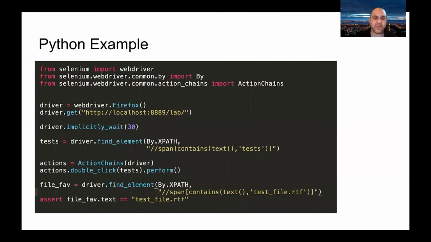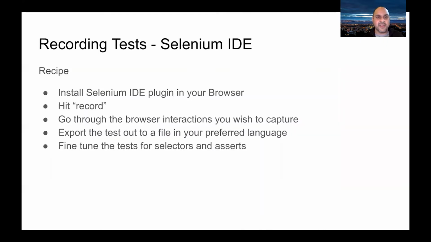All right, so what does the actual test look like? So here's some actual Python test code that shows you kind of how these interactions work. So we have a driver that we kick off. This is the Firefox WebDriver that we use. We tell it to go to a URL, and then we ask it to look for a certain CSS element, in this case a span that has the word tests in it. We perform a double-click action on it, and then finally we verify that on doing that, it popped up an appropriate element, which we assert has a specific piece of text.